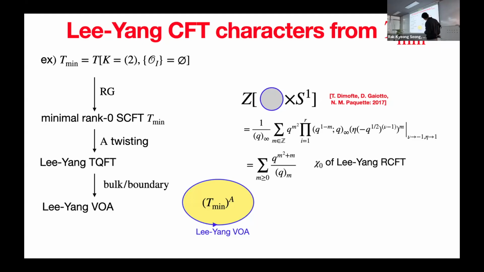Then we can get the vacuum character of the Lee-Yang CFT, which can be written in this form. The Lee-Yang vacuum character is known to be written in this form for a long time, and this is the so-called Nahm sum formula. Many RCFT characters are known to be written in such a Nahm sum formula.